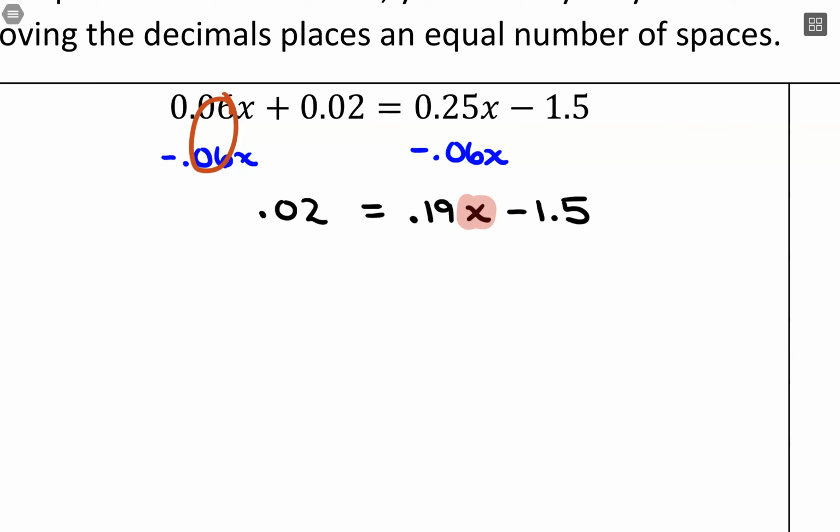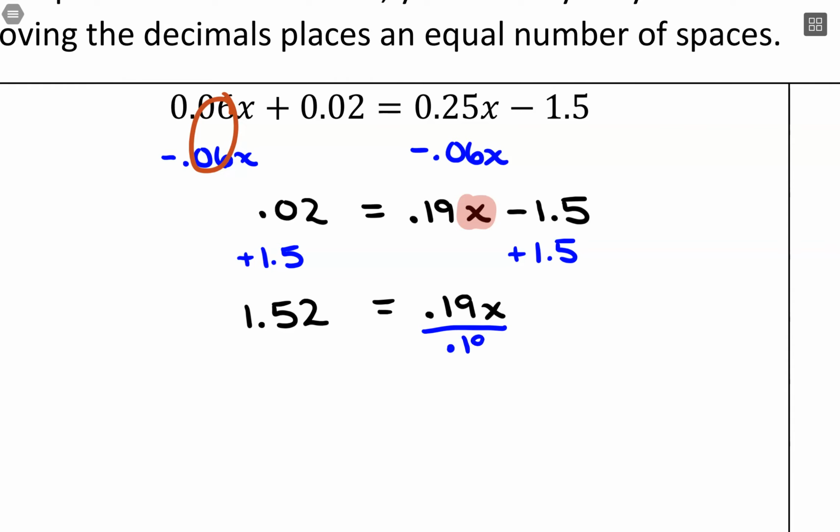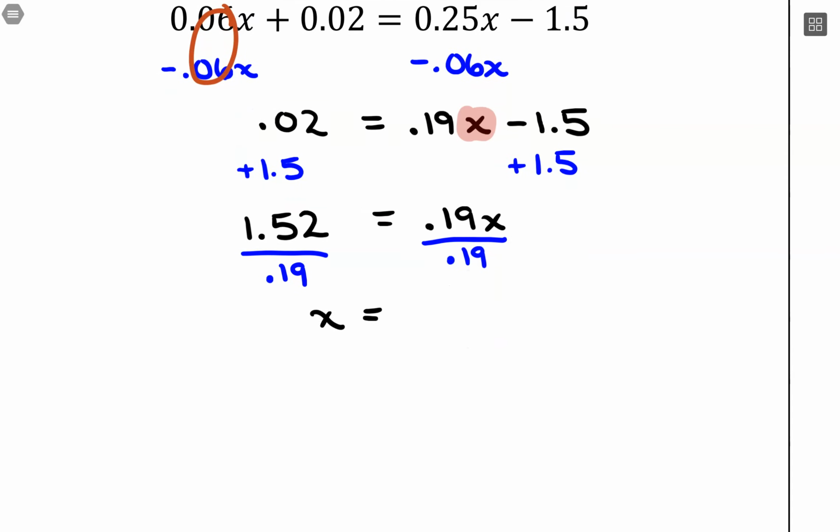Now I'm solving for x here, so I want to get rid of that minus 1.5. To do that I'm going to add 1.5 to both sides of the equation. And using a calculator for help, 0.02 plus 1.5 is going to be 1.52, equals 0.19x, and then I would go ahead and divide both sides by 0.19, and again using a calculator, typing that in, we're going to get 8 out.